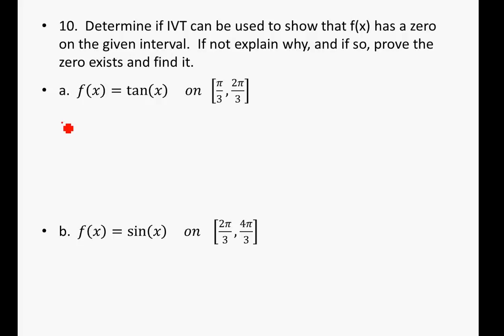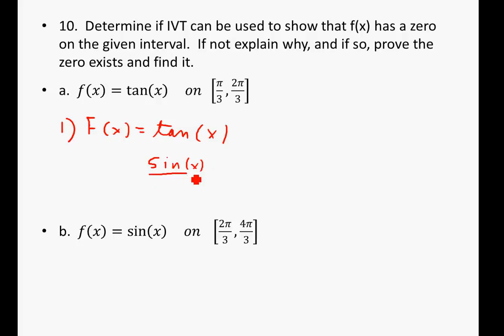First thing we're going to do is number 1. Is f of x continuous on that interval? Well, hopefully you've got at least some notion of what tangent looks like. So we're going to write f of x equals tangent x. Now we're either going to say it's continuous or it's not continuous. If it's continuous, then we go to step 2. If it's not continuous, we're done. IVT can't be used.